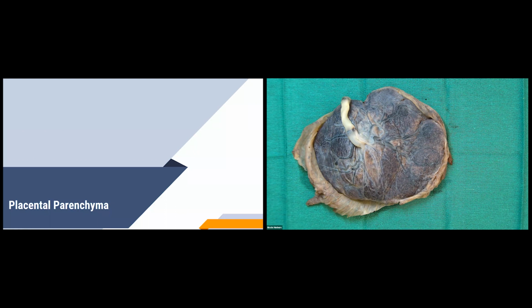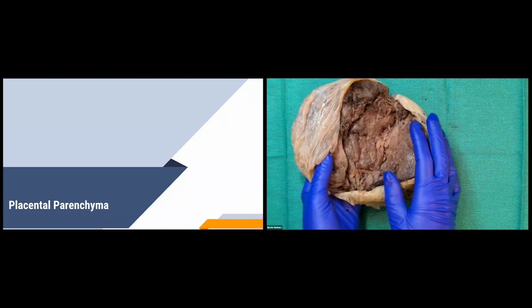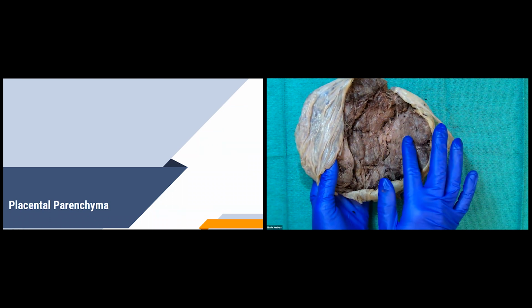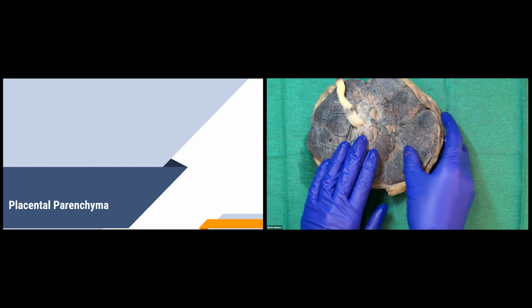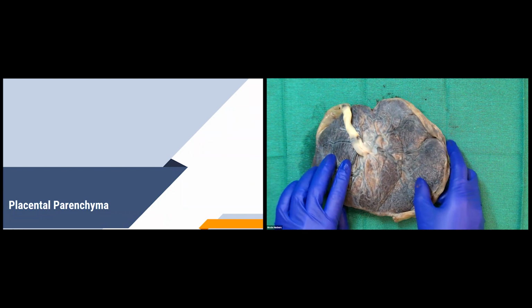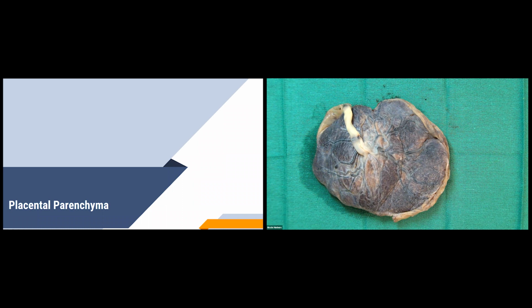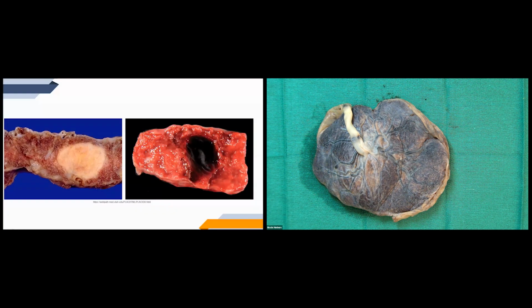So now we'll talk about the placental parenchyma. That would be when we slice through and what we see on the inside here. The placental parenchyma should usually be a red-brown color, and it should be rubbery or spongy in texture. When sectioning the placenta, we may find some lesions that look like this. These would be examples of infarcts.